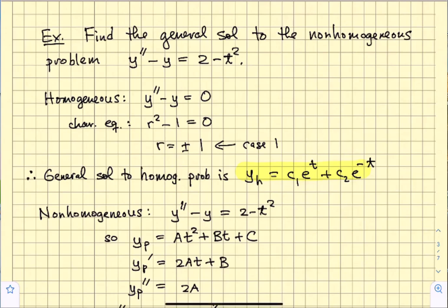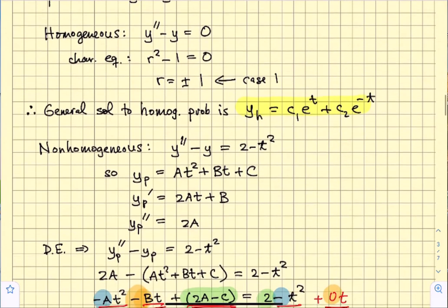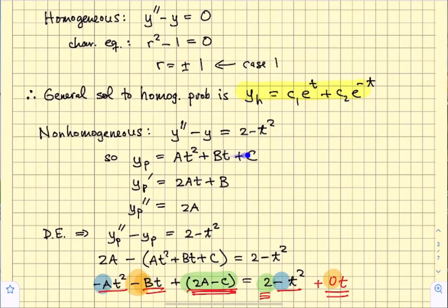Now we turn our attention to the non-homogeneous problem, and we just have to find any one solution. We will use the method of undetermined coefficients. Looking at the form on our right-hand side, it looks like a quadratic function, so we will guess a general second-degree polynomial. I know that in order to find the coefficients, I need to plug this back into my differential equation, so that means I need the second derivative. I'll go ahead and pre-compute yp prime and yp double prime.